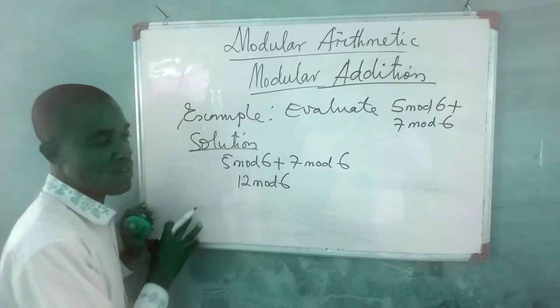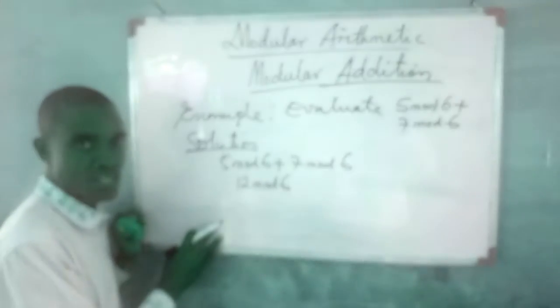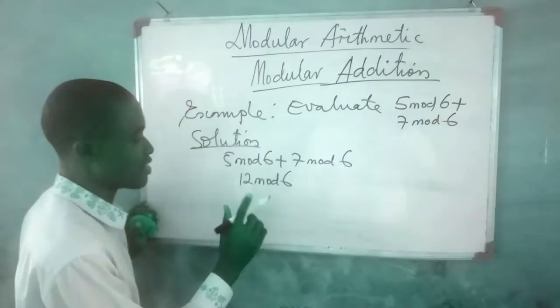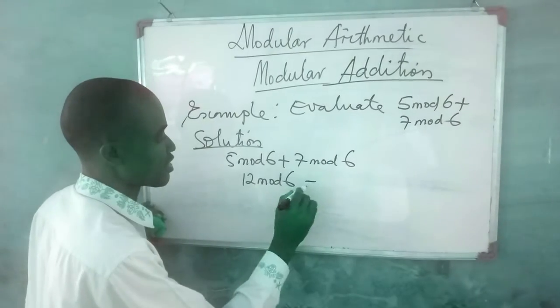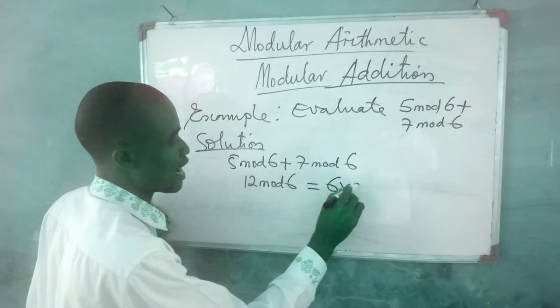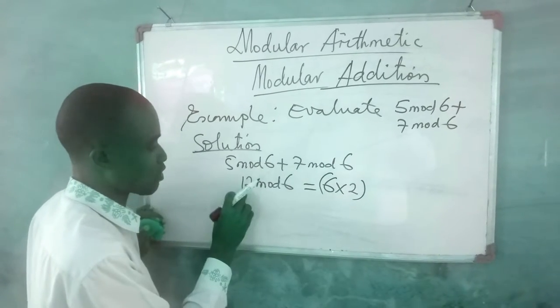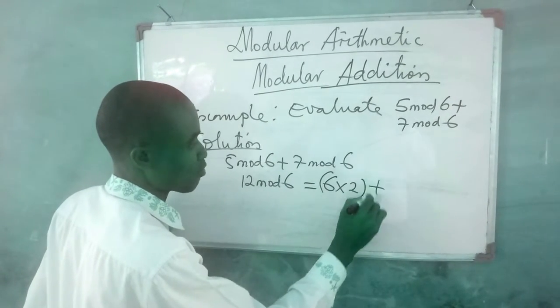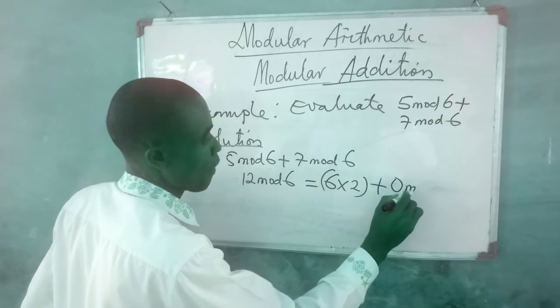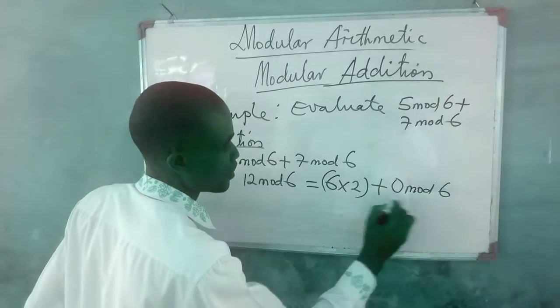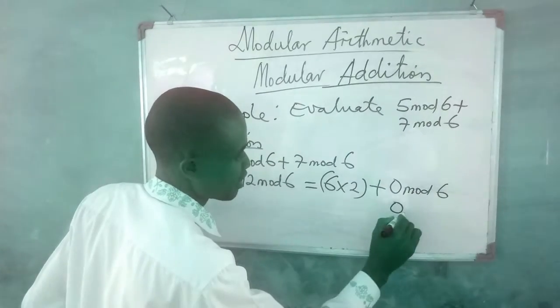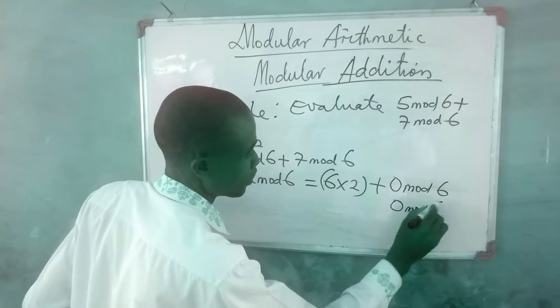Now 6 goes into 12 how many times? 2 times. And what's the remainder? The remainder is 0. So 12 modulo 6 is the same thing as saying 6 times 2, giving us that particular 12, and there's nothing remaining, plus 0 modulo 6. So the answer remains 0 modulo 6.